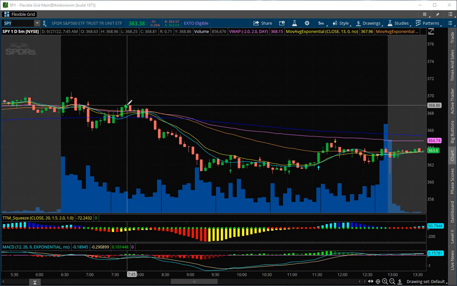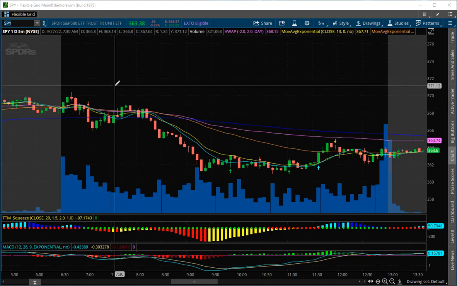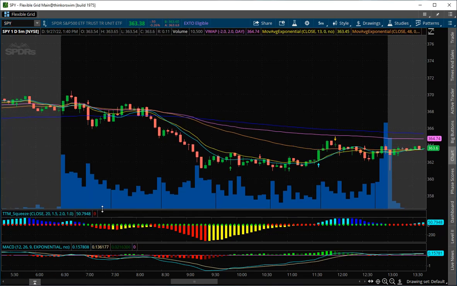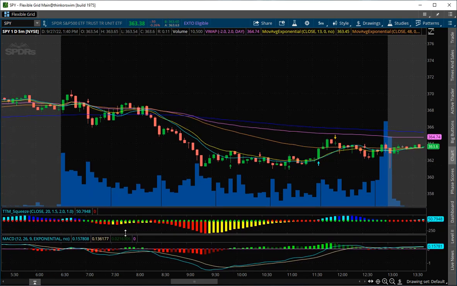Again, it's not a trend where like, okay, this is where we're getting in and out. But this will help you see direction. Does it work every single time? No, but it helps a lot, okay? So as you can tell, I got TTM squeeze and MACD on the 5-minute time frame, right?